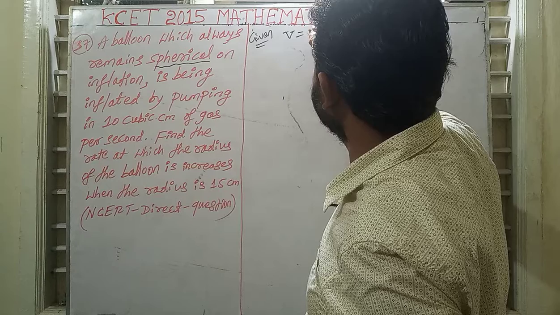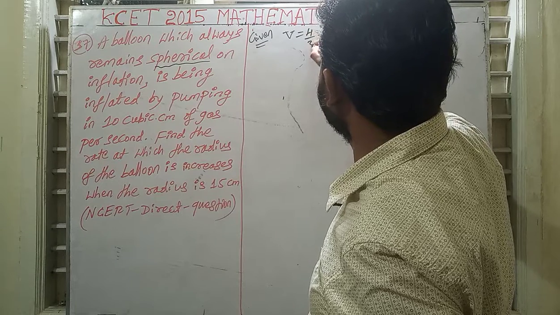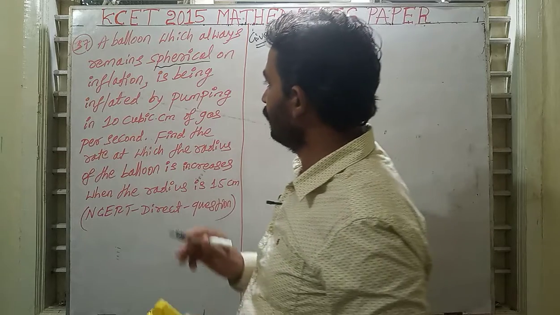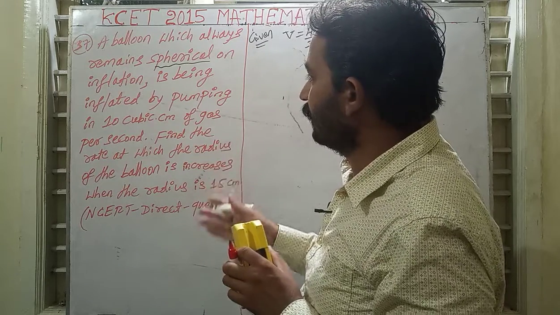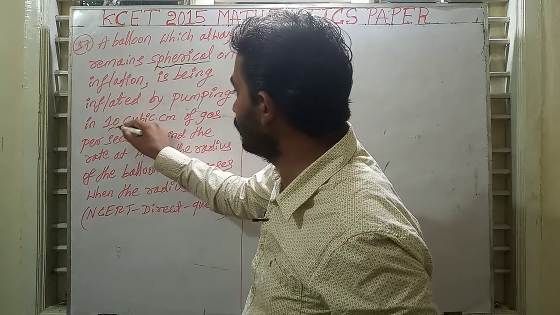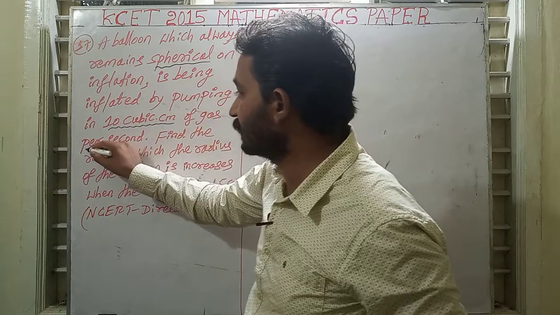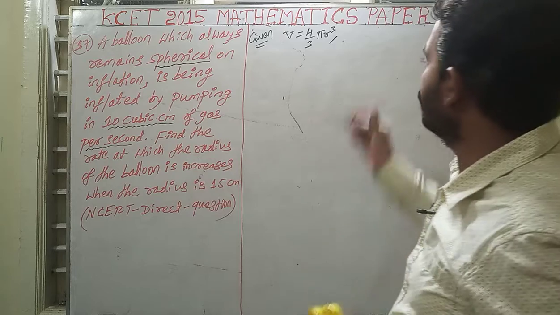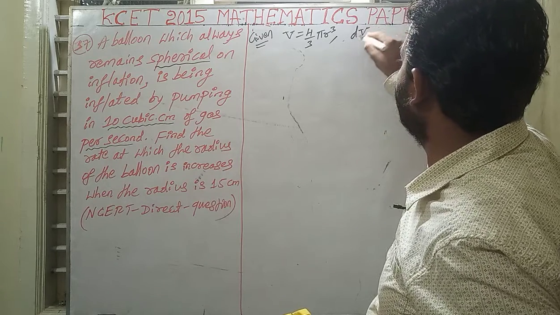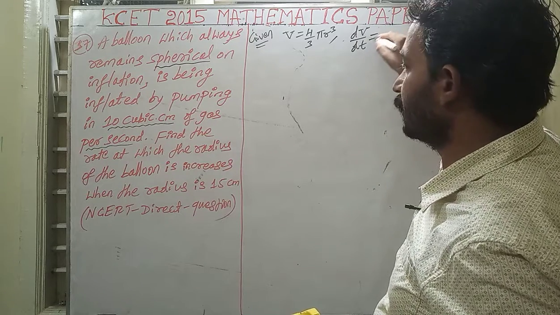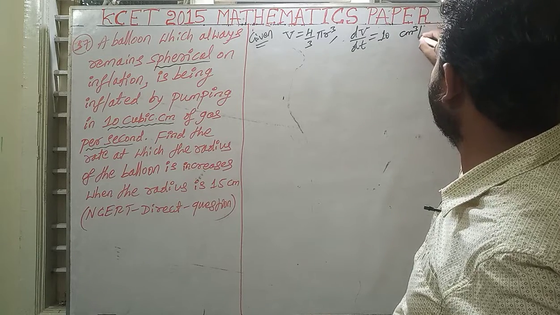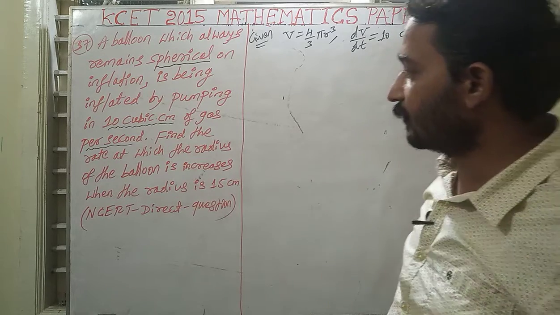Volume of the sphere is 4 by 3 pi r cubed. The balloon is being inflated by pumping 10 cubic centimeters of gas per second, which is an important fact. So the rate of change of volume, dV by dt, is given as 10 cubic centimeters per second. Then what is the thing to find out?